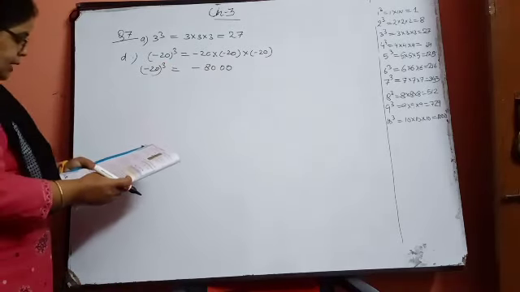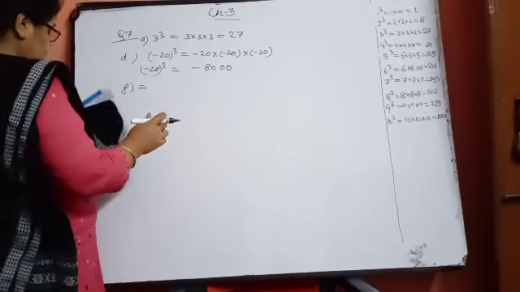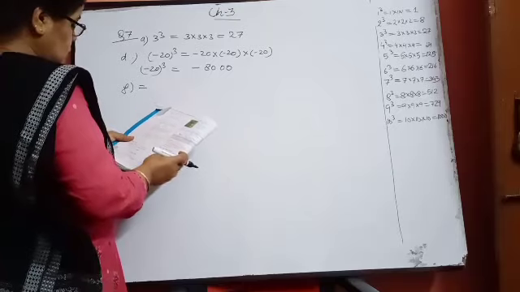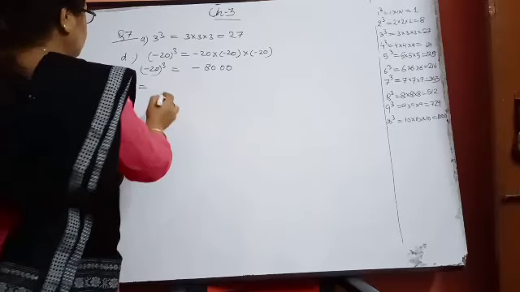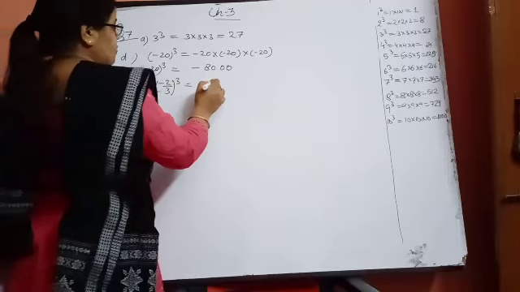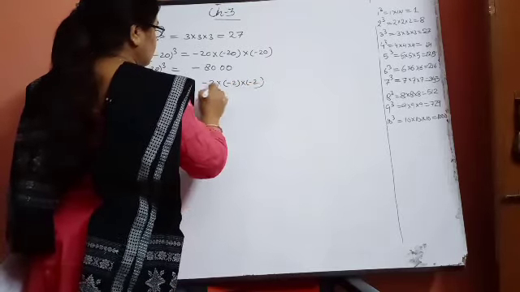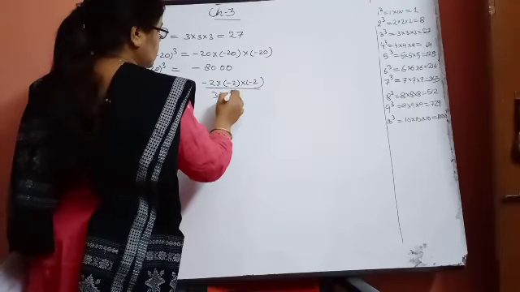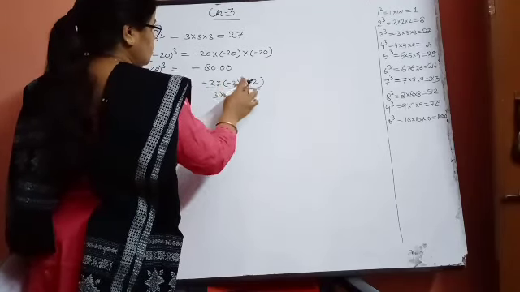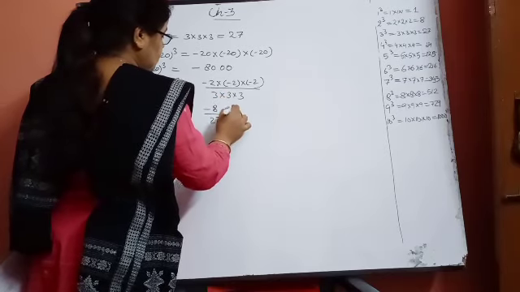F part I am doing. The F part is minus 2 upon 3 whole cube. How will you write it? Minus 2 into minus 2 into minus 2, divided by 3 into 3 into 3. 2 fours are 8, so minus 8, and 3 threes are 9, 9 threes are 27. Minus 8 upon 27 will be your answer.